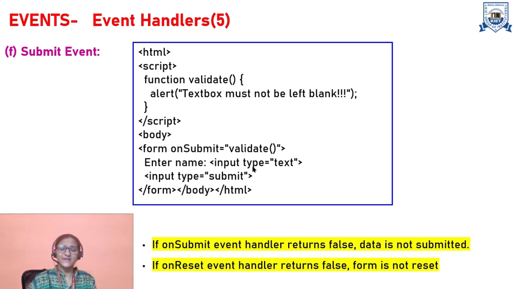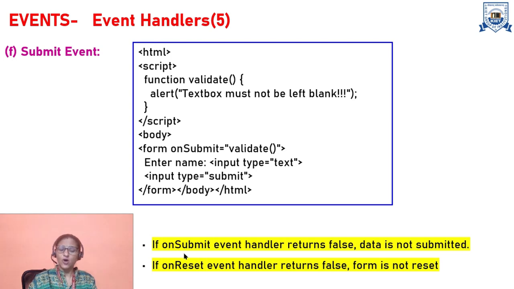Other elements in the form are an input box, where the input type is text box, and another one is the submit button. So as soon as we click the submit button, it means we are finally submitting the form, the validate function will be called, and an alert window will come with the message text box must not be left blank. If we try this and finally submit the form, it will alert us that the text box must not be left blank.